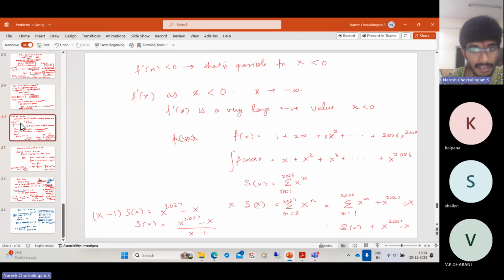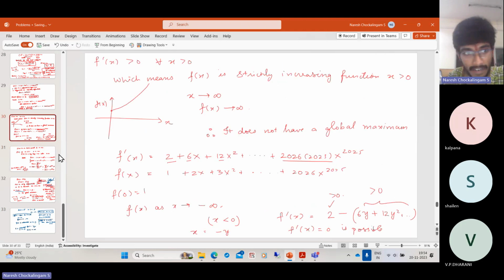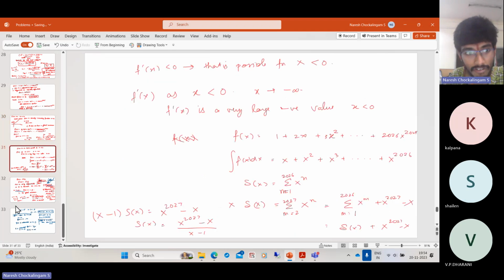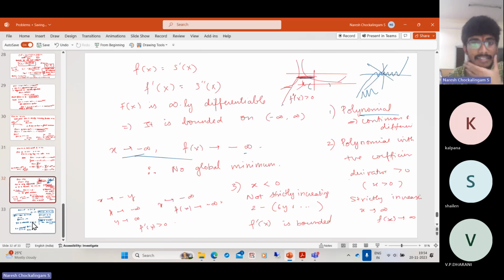f dash of x over any real interval is bounded, because it's having only positive coefficients. It's a polynomial, and you take any real interval which doesn't include infinity. So on any real interval, which is a subset of R, it is bounded. It doesn't take infinite values. So that is the idea.